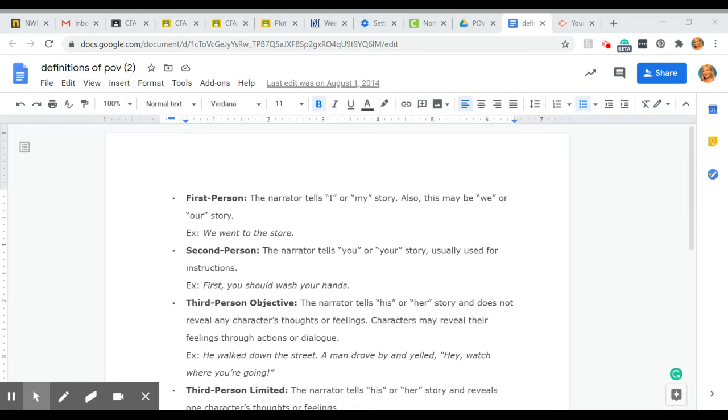When you're reading these passages, the first thing you want to do is decide: is this person talking about themselves, giving instructions, or telling a story about someone else? If they're telling about themselves, it's first person. That is when you are telling a story about yourself. You're going to look for the keywords you would use if you were talking about yourself.